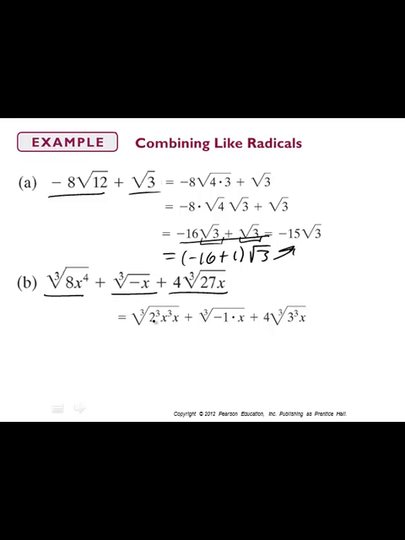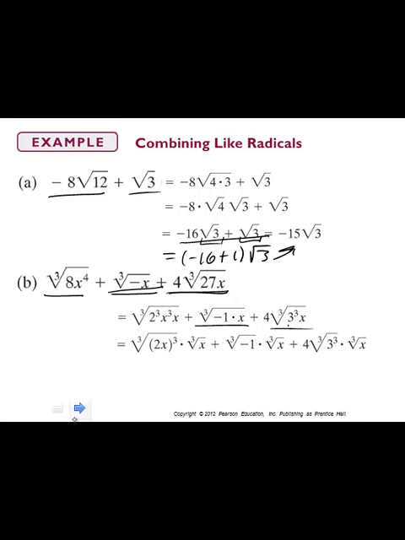Now 8 is 2 cubed. X to the 4th could be written as x cubed times x. So you have 2x as a perfect cube for the first one. Now for the second term, you could pull out a negative 1, okay? For the third term, think about 27 as 3 cubed there. So you'll be pulling out a 3.